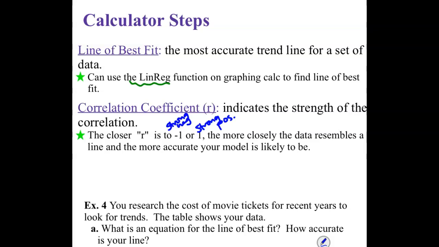If you get a correlation coefficient of 0.5, it's weak. All right? I wouldn't base a lot of predictions on that line because it's not a great line. It's not a great fit. Okay?